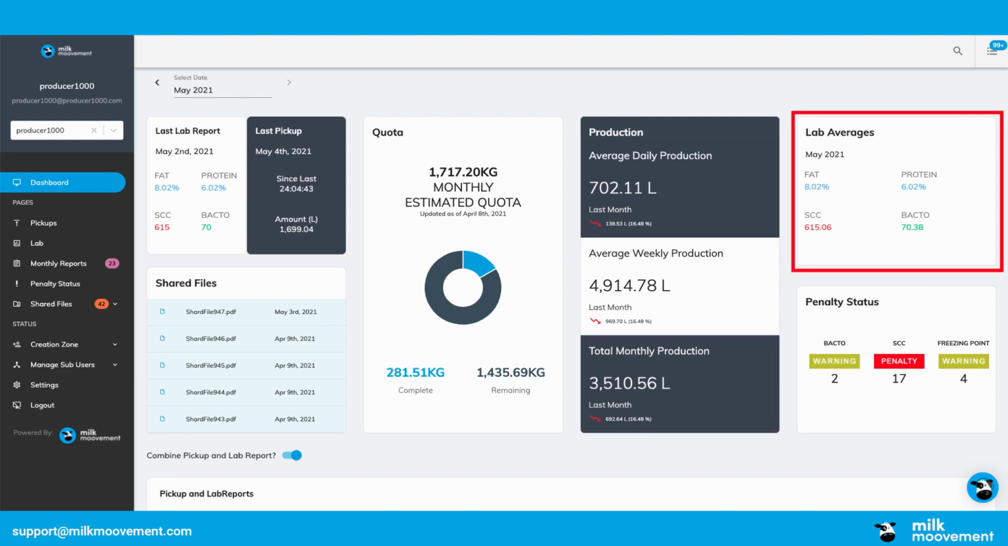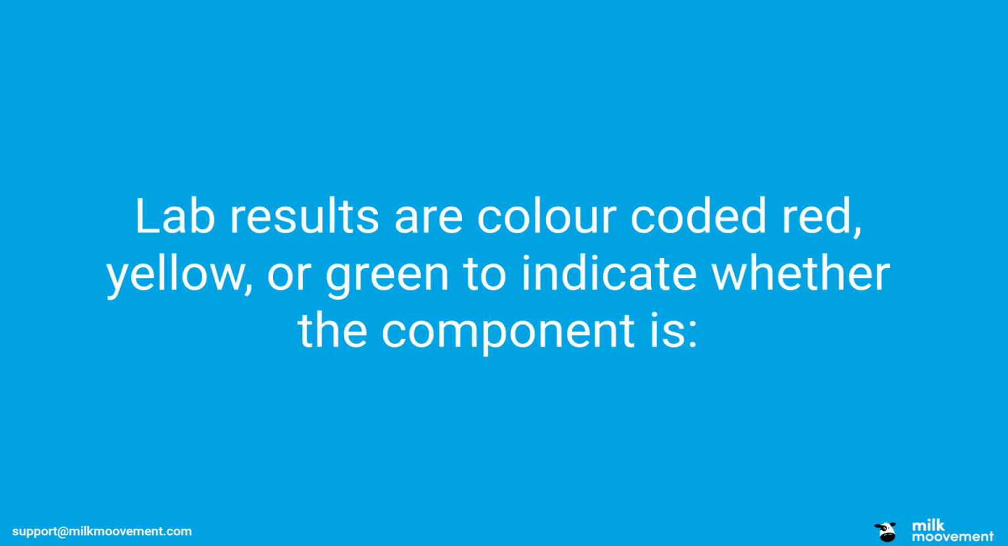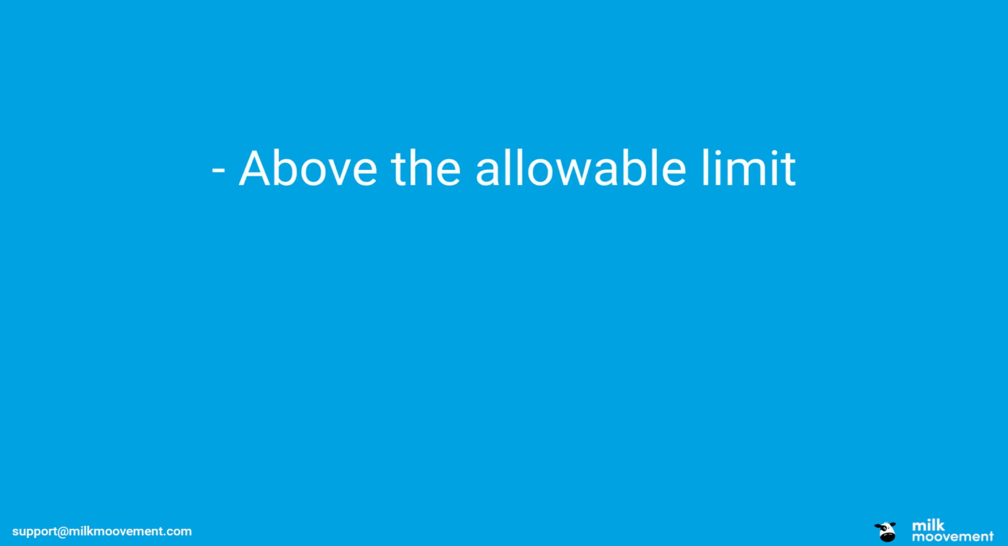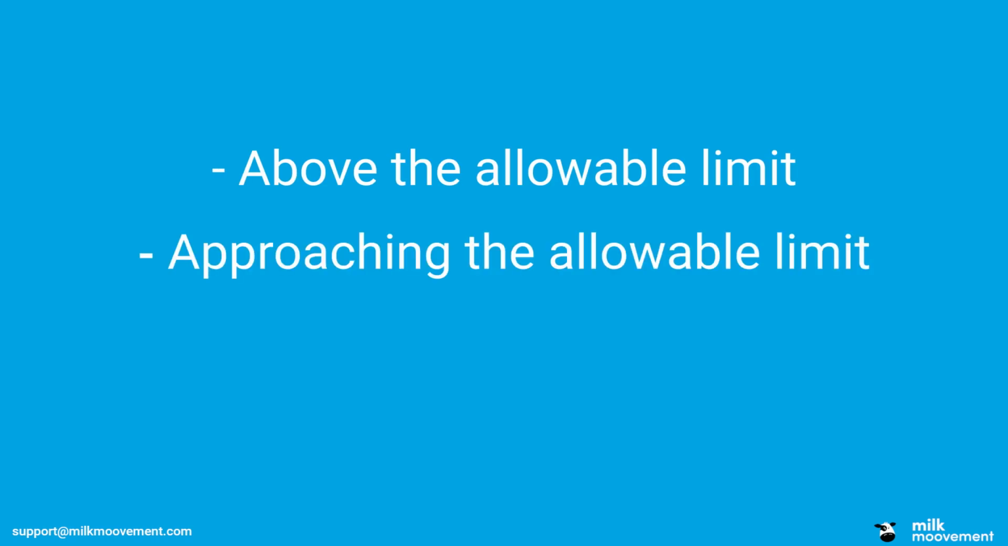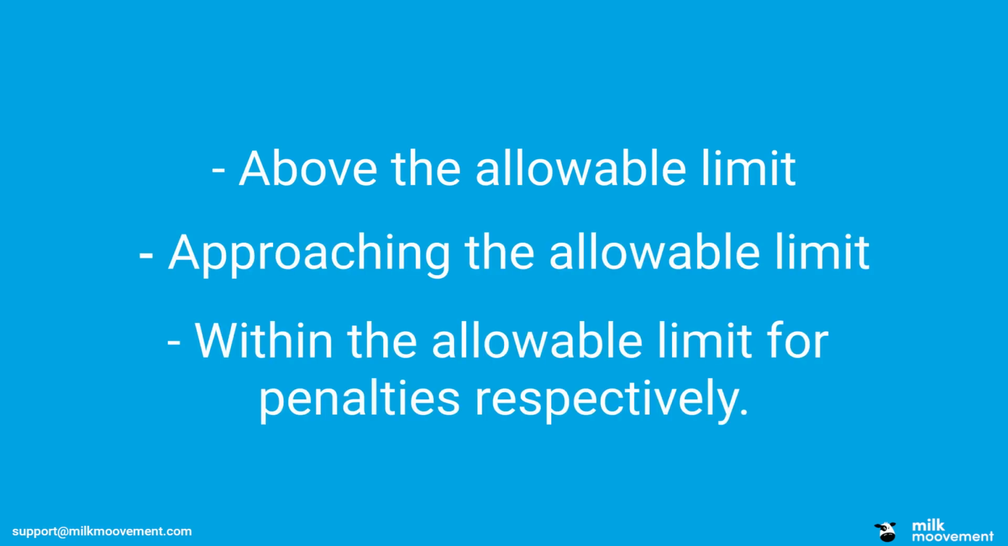Next, we have your lab averages. Here you will see the straight average of your lab results. The values will show as zeros if you have not yet received lab results this month. Lab results are color-coded red, yellow, or green to indicate whether the component is above the allowable limit, approaching the allowable limit, or within the allowable limit for penalties, respectively.